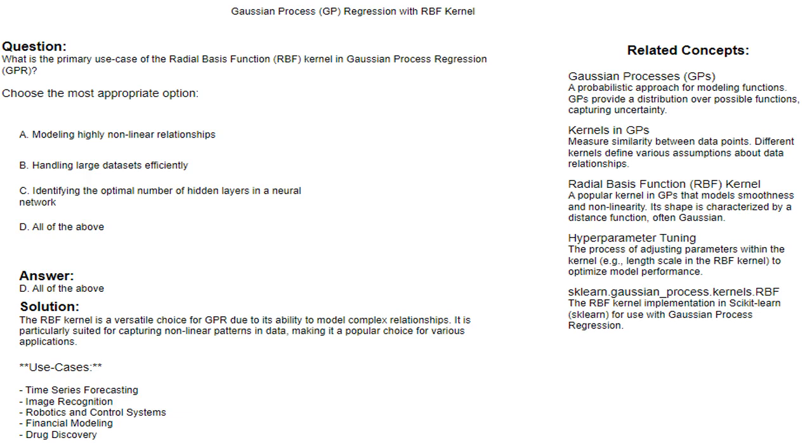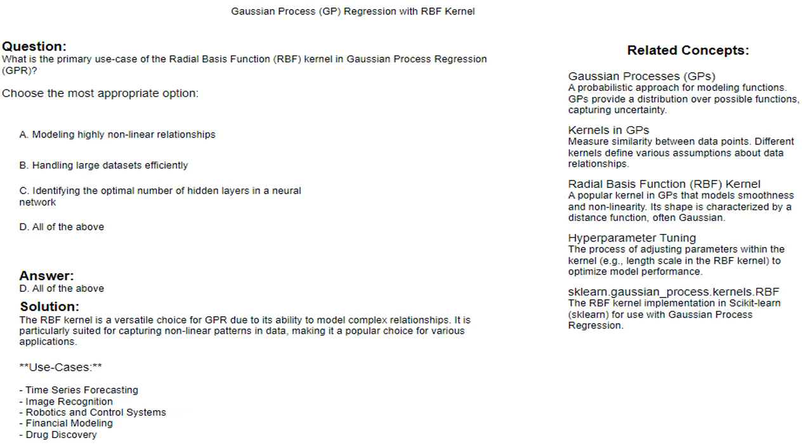Modeling various relationships: linear, nonlinear, periodic, etc. Capturing different aspects of data: smoothness, periodicity, trends. Choosing the right kernel can significantly impact the performance of a GP model.